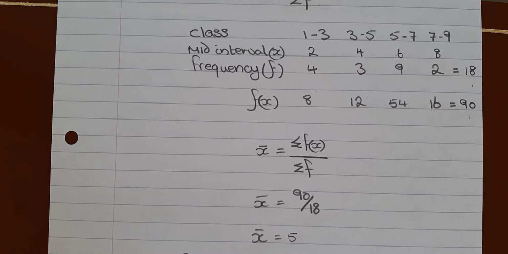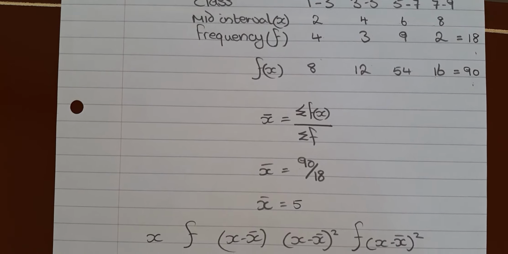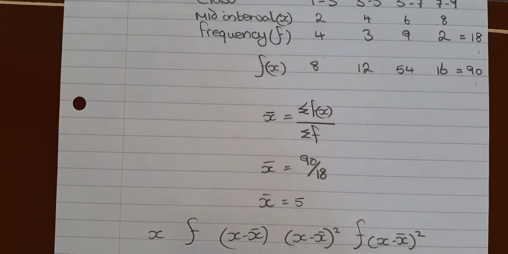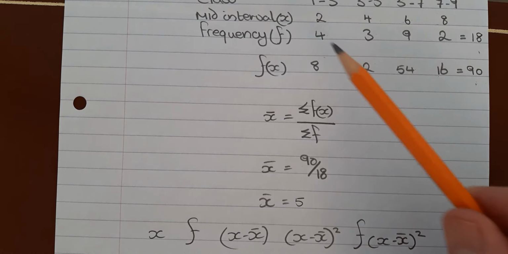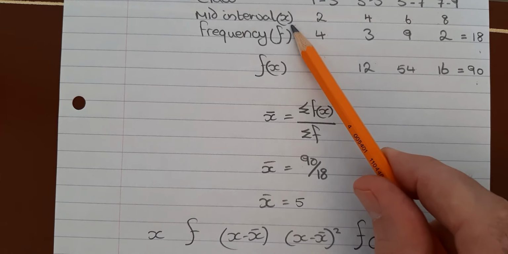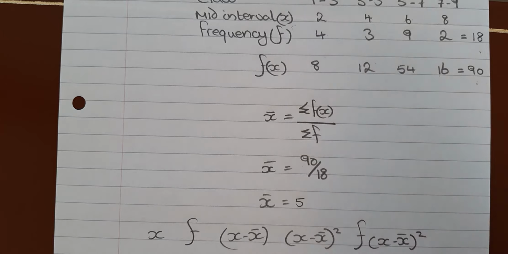The second part of this question is to find the standard deviation of the distribution. So constructing our table again using the same headings: the variable, the frequency, the variable minus the mean, the variable minus the mean squared, the frequency multiplied by the variable minus the mean squared. Don't forget we're using the mid-interval values here, the x here.